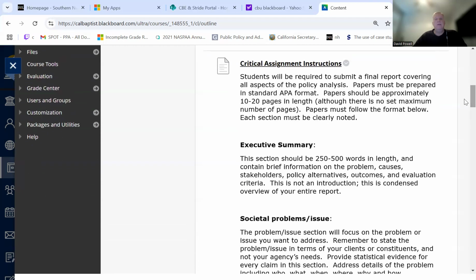Again, it's seeing that it is a policy analysis course. It's a course that needs to result in the creation of a policy analysis. This is just a foreshadowing of the assignment, just so you can kind of get a quick look at it.